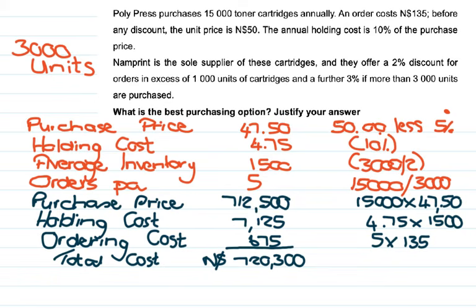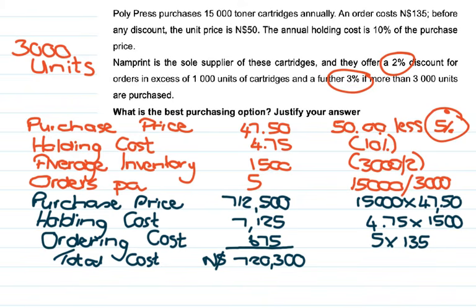You will remember, if I order 3,000 each time, then I will get a 5% discount, a 2 plus a 3% discount. So my purchase price is now a bit lower. My holding cost will also be lower. My average inventory will now be higher because I have 3,000 units divided by 2. My total orders that I need to place is now lower because I will place 3,000 units at one time, once in an order. So I only need to place 5 orders.